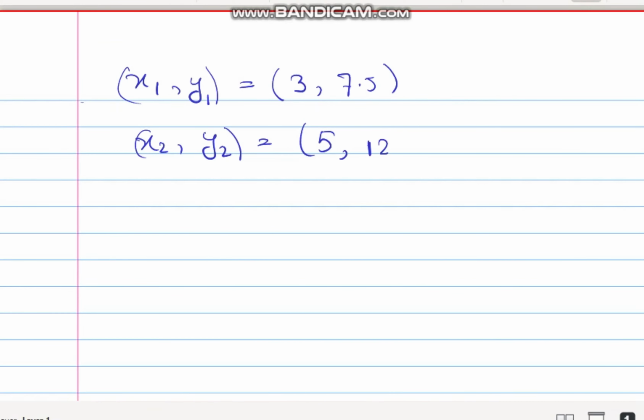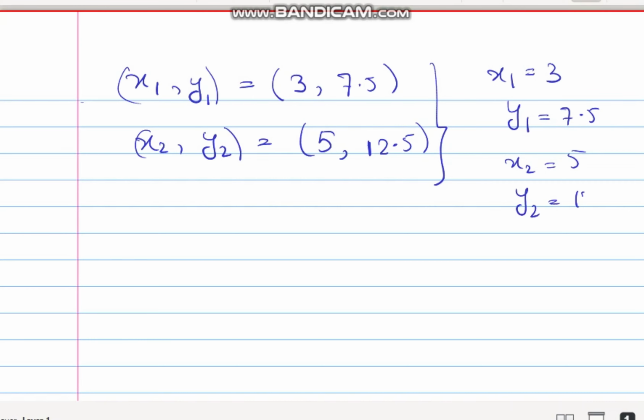5 and 12.5. Okay, so you can also write this. X1 is equal to what? 3. Y1 is equal to what? 9. What? Y1 is equal to what? Can you tell me? 5. Yes, very good. Y1 is equal to 7.5 and so on. X2 is equal to 5 and y2 will be equal to 12.5. You can also write in this form. Okay, no problem. It's just another way of writing.